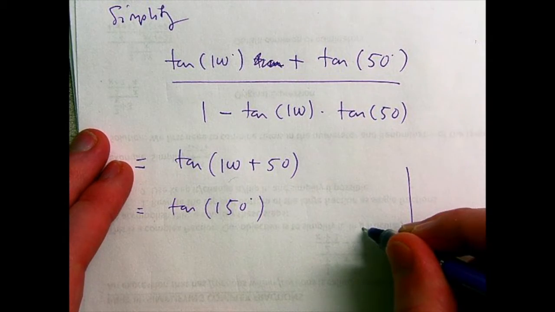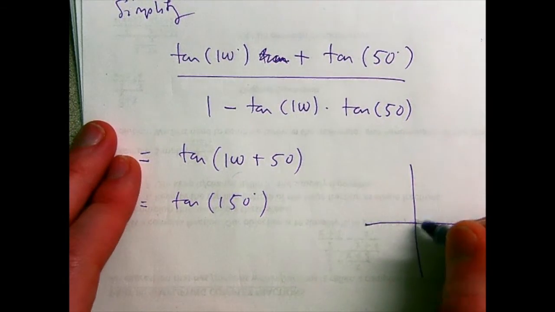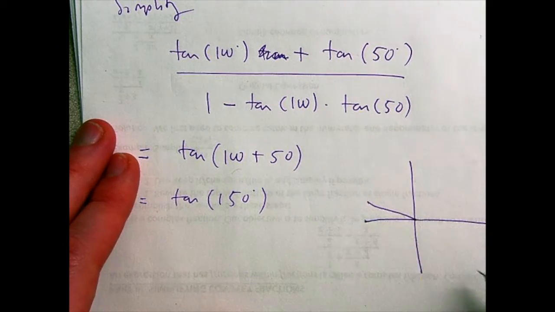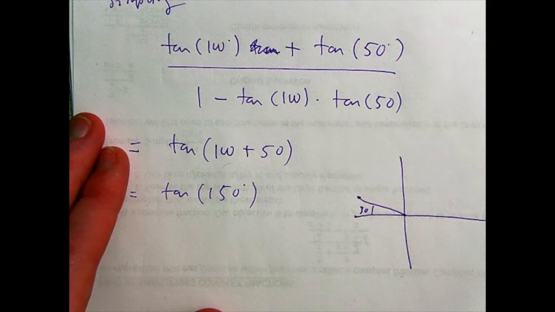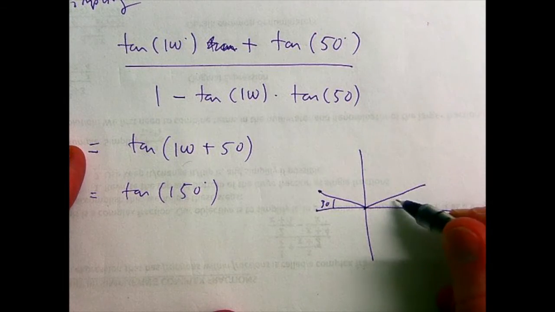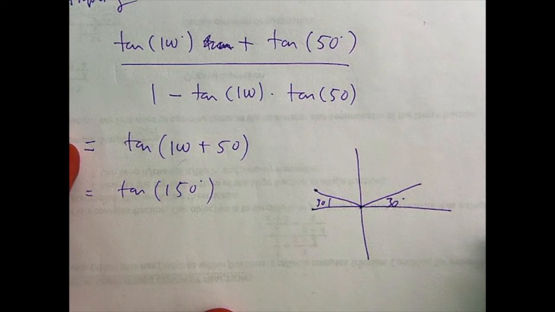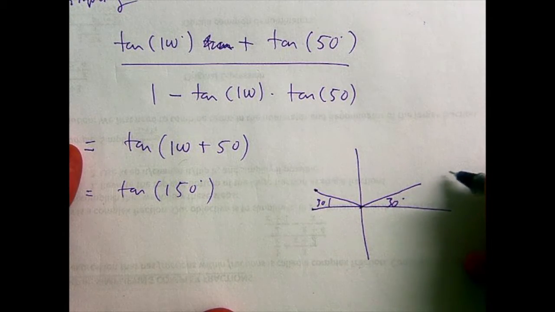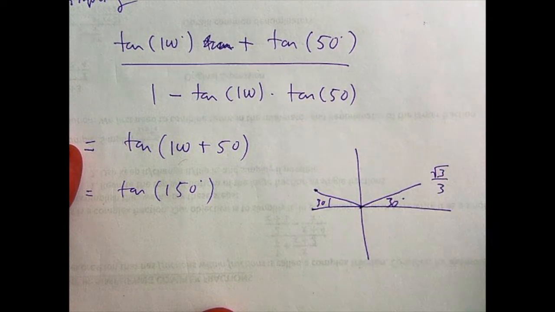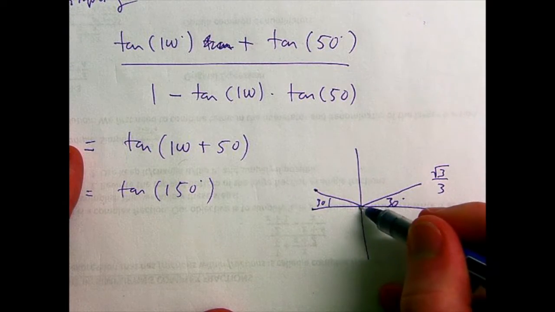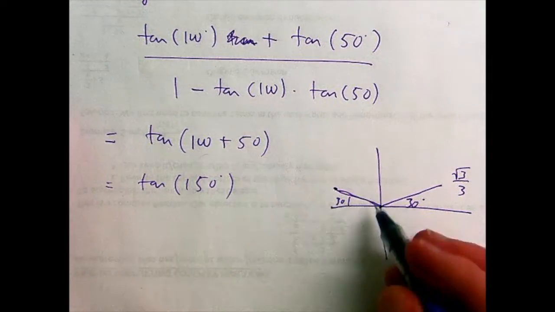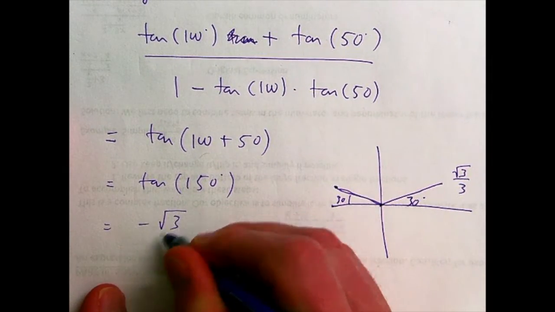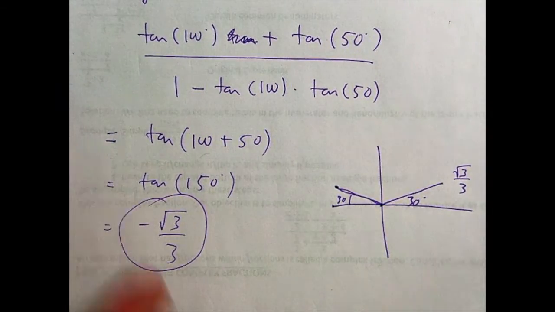Off the top of my head, what I know is that that's like the pi over 6 angle sitting over here, right? It's like the small angle, the 30-degree angle sitting over here. I know that the tangent of regular plain old 30 degrees, or pi over 6, is root 3 over 3. But of course, being in this quadrant, the tangent value is going to be negative. So the tangent of 150 has got to be negative root 3 over 3. Okay?